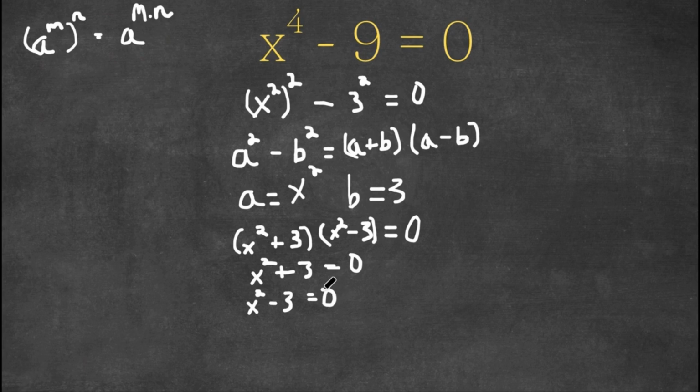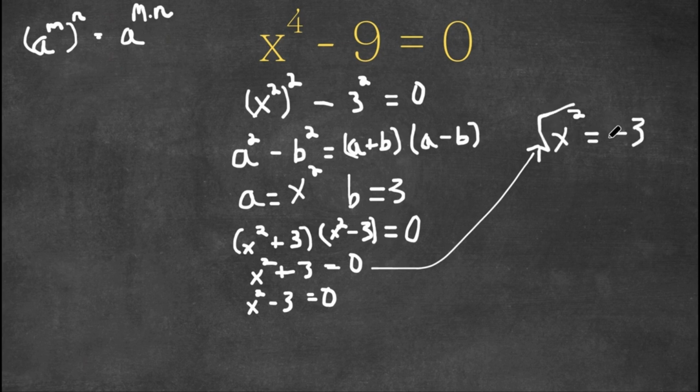So for x squared plus 3 equals 0, we solve this right here. We're going to subtract 3 on both sides. So if we subtract 3 on both sides, we get x squared is equal to negative 3. Now, if we take the square root on both sides, we get x equals positive or negative square root of 3i. So this is actually two solutions because we have positive and negative.